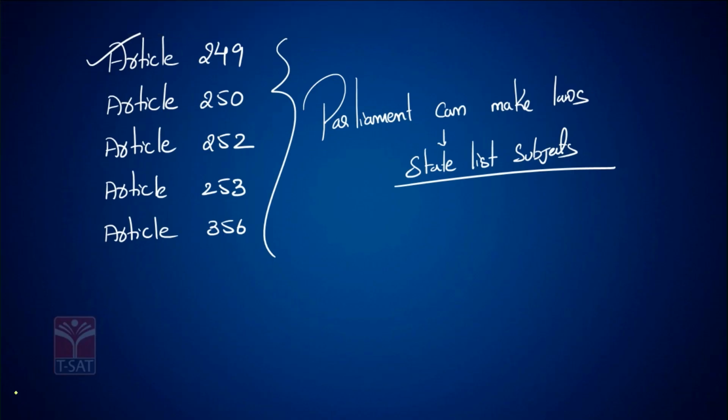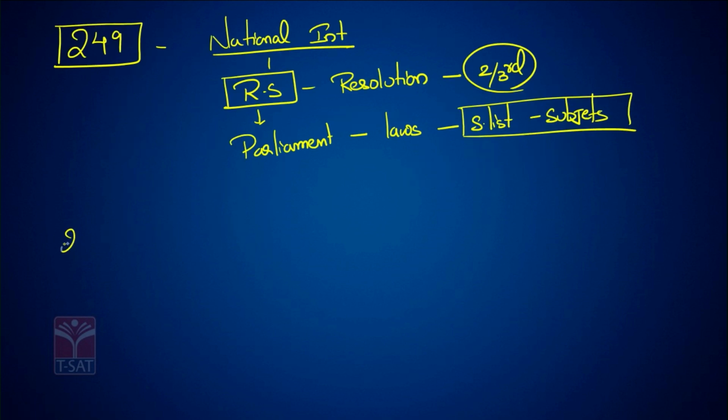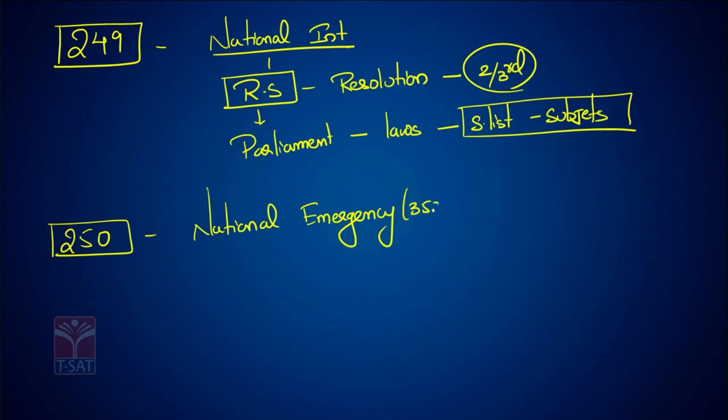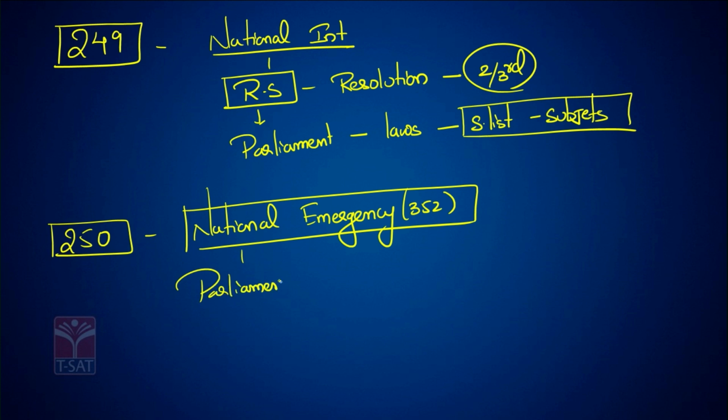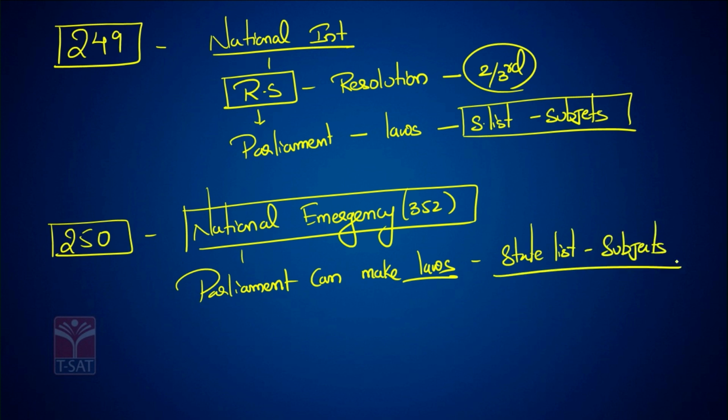Now, the second one is Article 250. What is Article 250? According to Article 250, whenever a national emergency is proclaimed in India as per Article 352, the Parliament can make laws on the State List subjects. Very, very important.